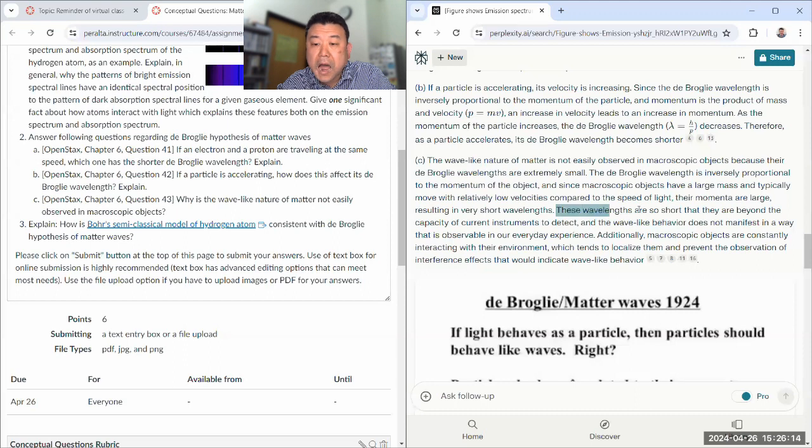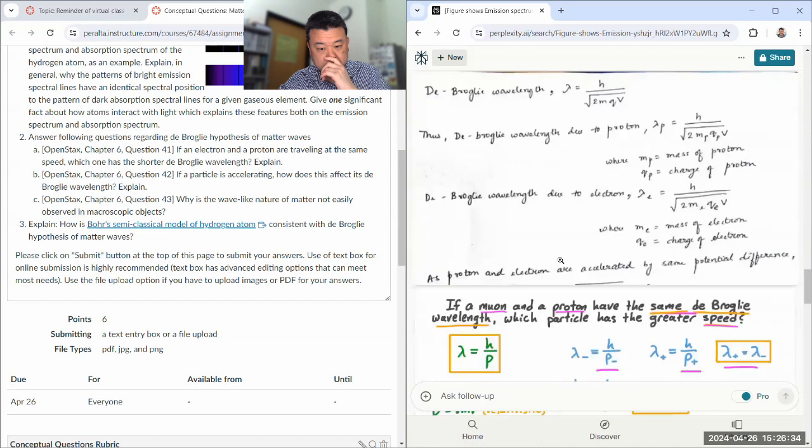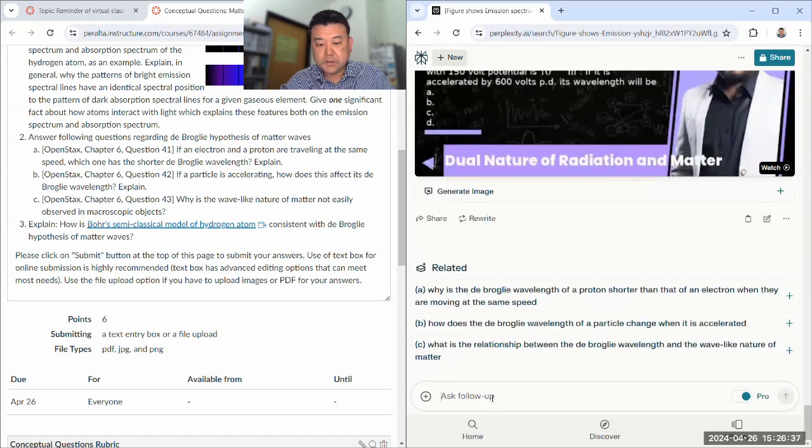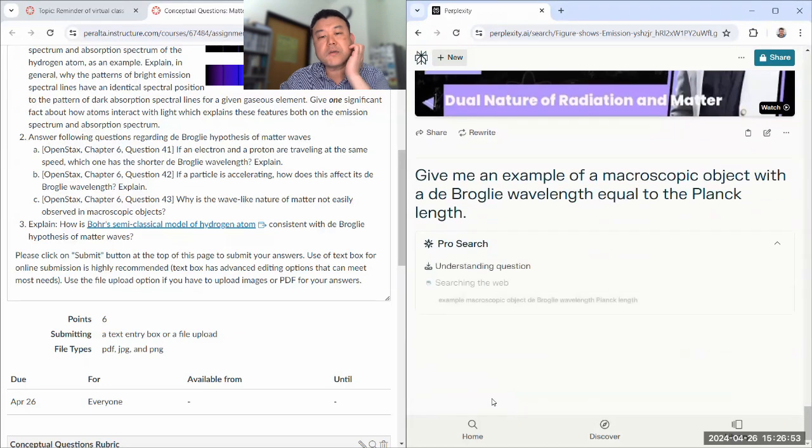And in terms of how short is too short for a wavelength, there's an idea called the Planck length that gives you a good threshold: any length that's shorter than that is probably not physically detectable. So let's see. Give me an example of a macroscopic object with a de Broglie wavelength equal to the Planck length. Let's see if it gives you a good example.